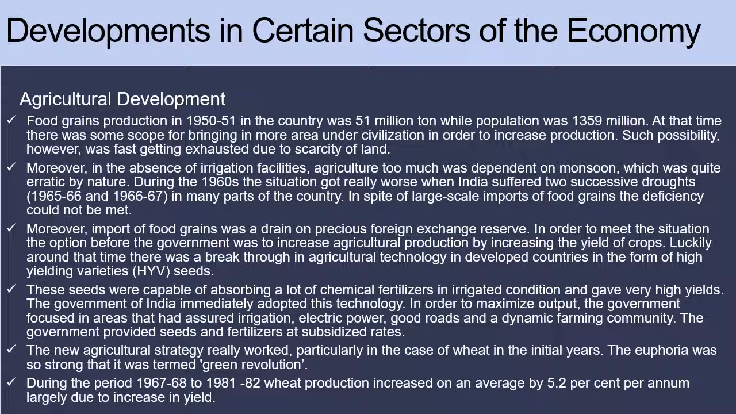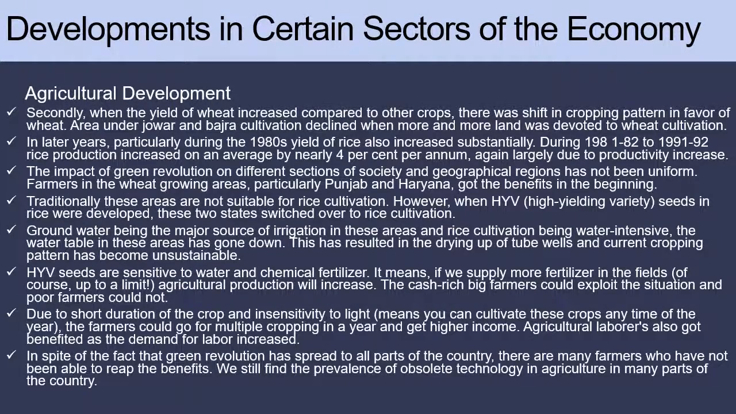During the period 1967-68 to 1981-82, wheat production increased on an average by 5.2% per annum, largely due to increase in yield. Agricultural development. Secondly, when the yield of wheat increased compared to other crops, there was shift in cropping pattern in favor of wheat. Area under jowar and bajra cultivation declined when more and more land was devoted to wheat cultivation.